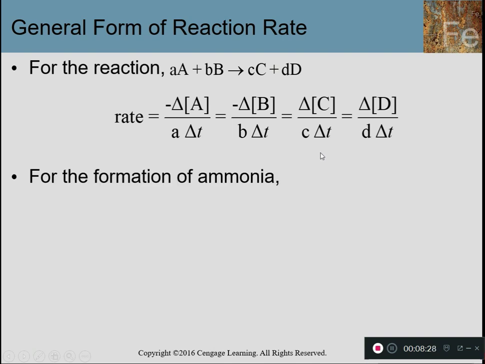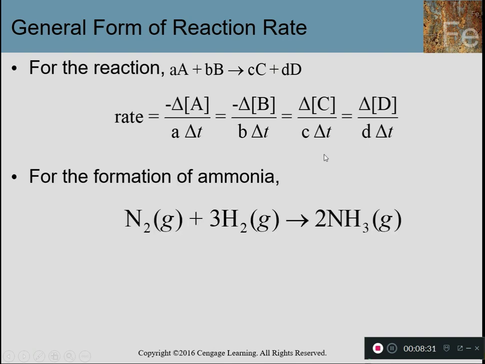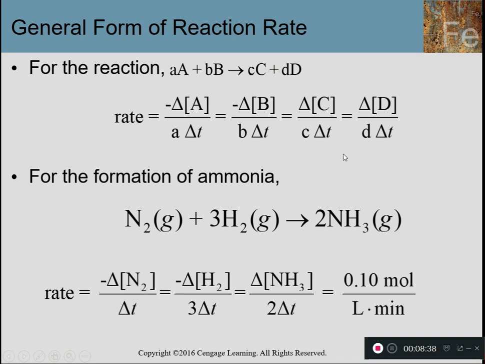So for instance, if you had ammonia's reaction like this. If I wanted to figure out the rate of the formation of ammonia, or the rate of the reaction of creating ammonia, I'm going to either take the change in concentration of nitrogen divided by time. I'm going to take the change of hydrogen divided by 3 and divided by time. Or I'm going to take the change in concentration of the ammonia and divide it by 2 and time. In all situations, I'm going to get the same value. In this case, for this temperature, that amount is going to be 0.1 moles per liter per minute.